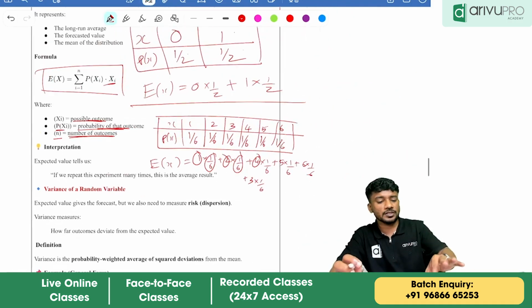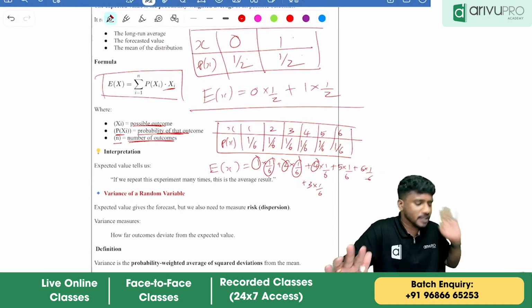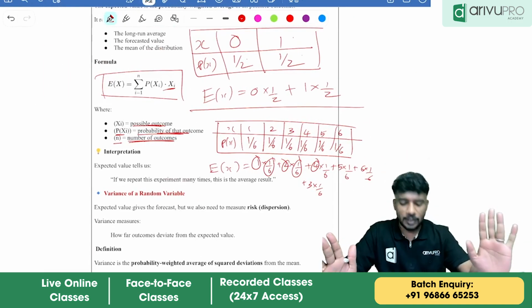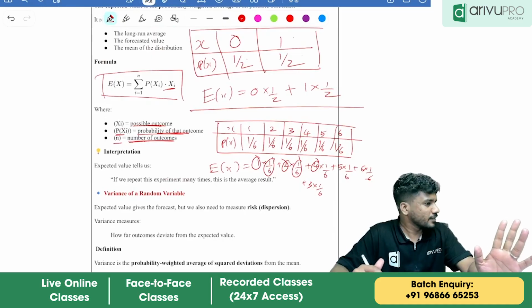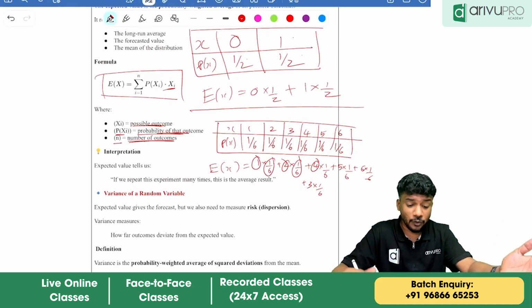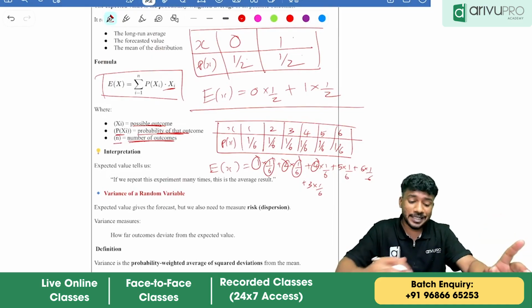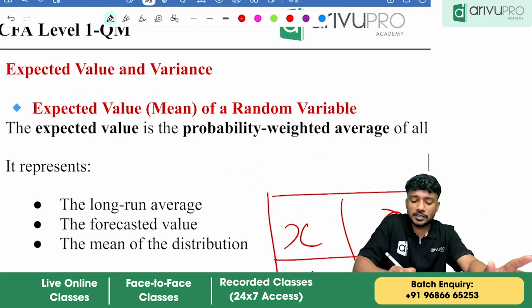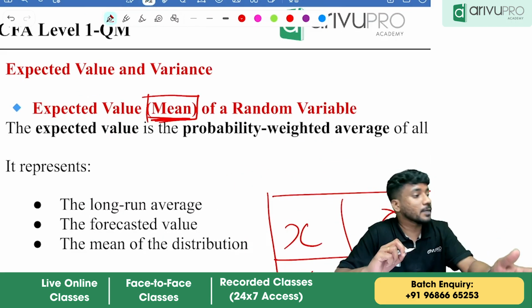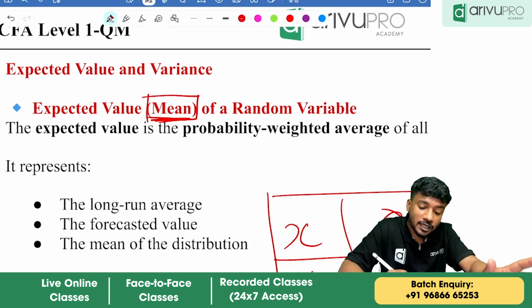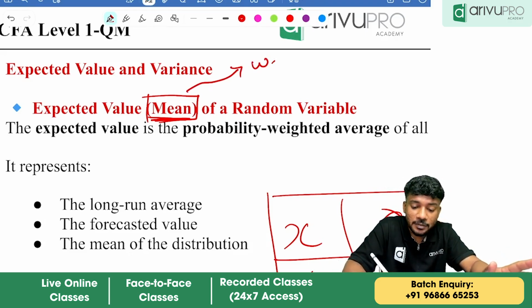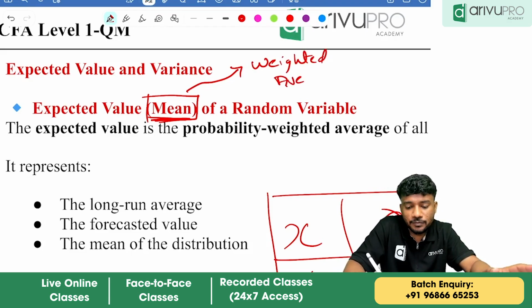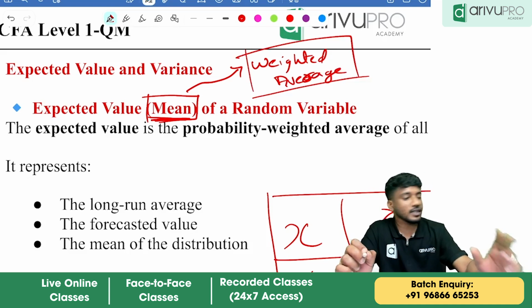We will not use this formula and all. We will just use the calculator. Are you understanding? Yes. It is very easy. Variance, now we will come to variance after this. Expected value of x is also called what? Mean. Sometimes they can ask, what is the given mean? So why are we calling it mean? Because it is nothing but a weighted average. Expectation of x can be called the weighted average.